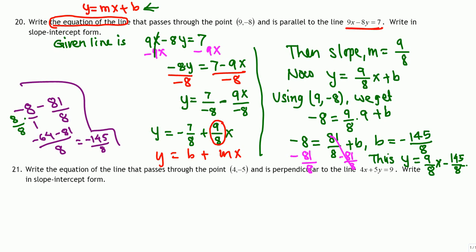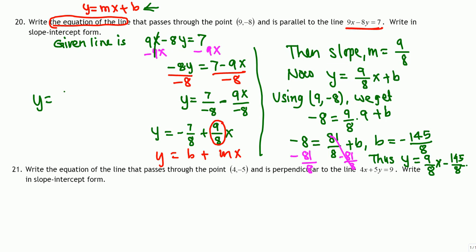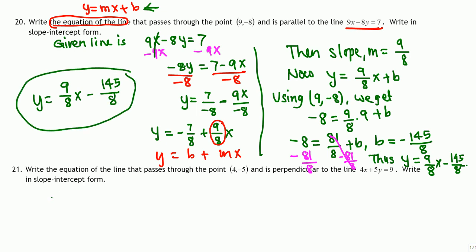Let me write this final answer over here because I ran out of space. The final answer was, by the way, y equals 9 over 8x minus 145 over 8. Okay, let's move to the next question, 21.